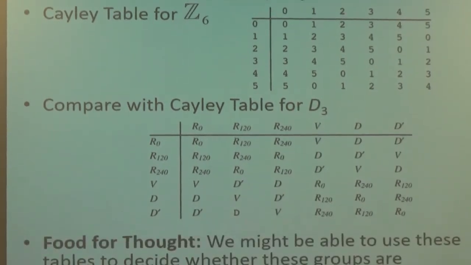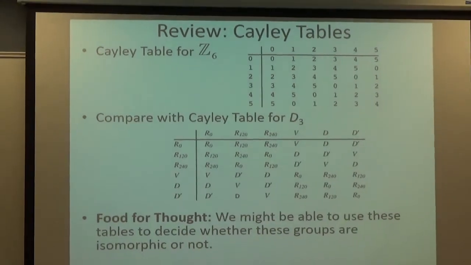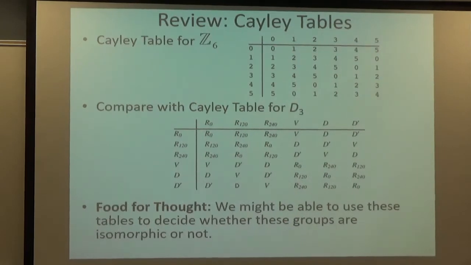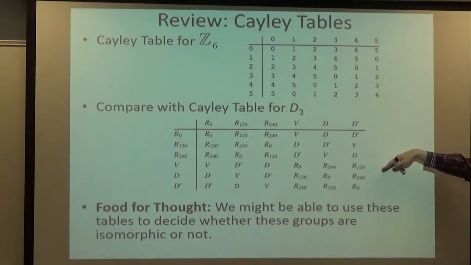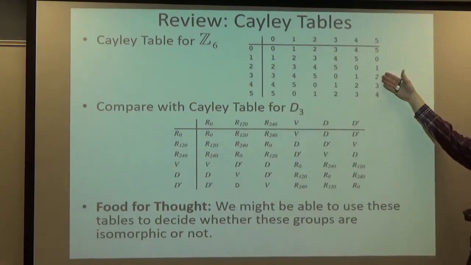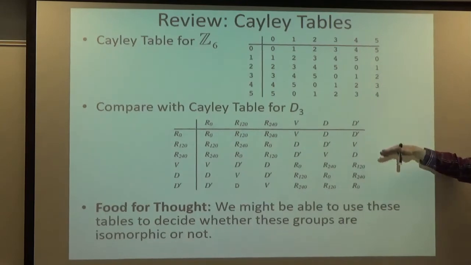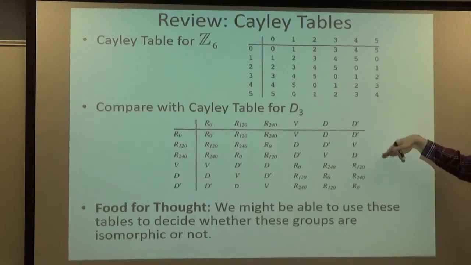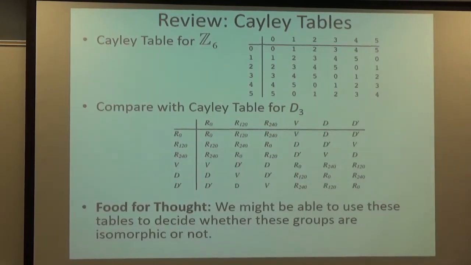Here's food for thought. We might be able to use these tables to decide whether these groups are isomorphic or not. Are they the same group essentially or not? Well, I hope you pretty much quickly realize, no, they're not the same, even though they have the same number of elements. For one thing, this one's abelian, whereas this one's not. For another thing, this one has 2 elements that are their own inverses, whereas this one has 4 elements that are their own inverses. So even though these groups have the same number of elements, the structure of the group is different. They are not isomorphic. Isomorphic means same form.